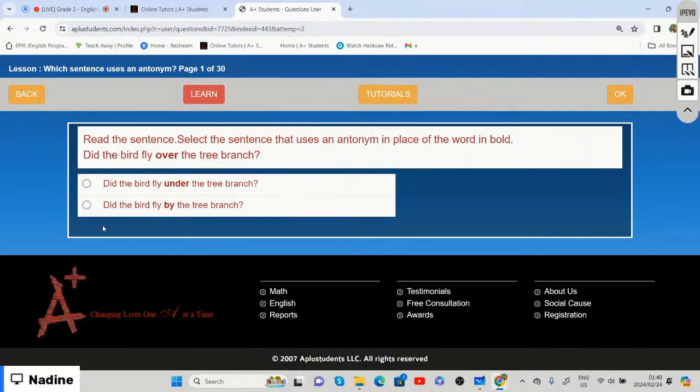So over. So did the bird fly over the tree branch? And then we need to choose one of the sentences, right? That shows the opposite of the word over. So do we say, did the bird fly under the tree branch or did the bird fly by the tree branch? So we need to find the antonym of the word over. Is it under or is it by?